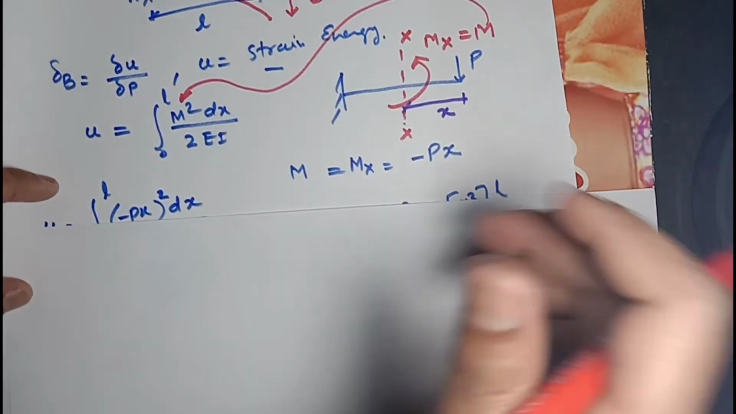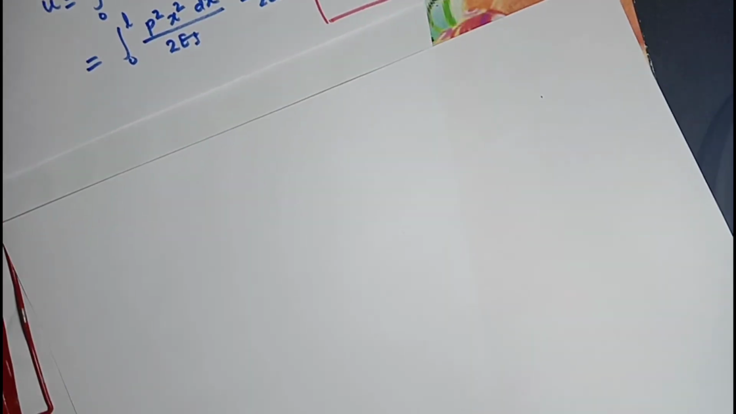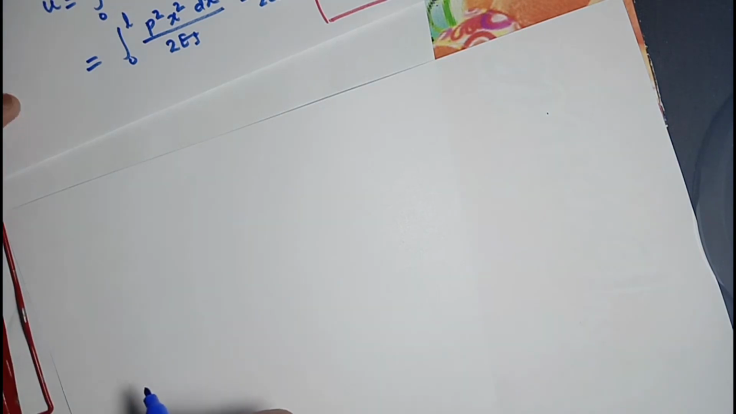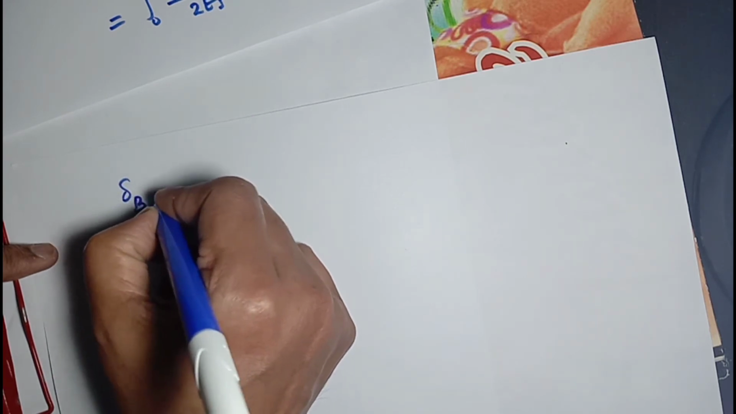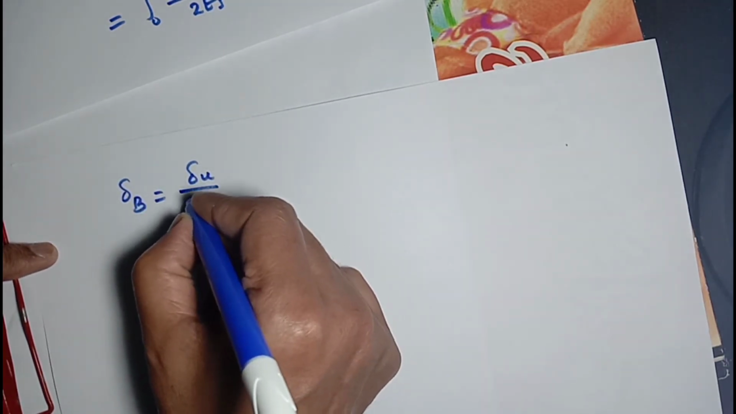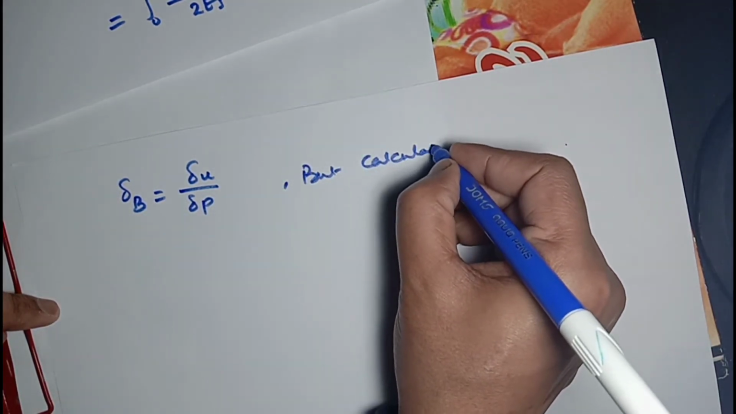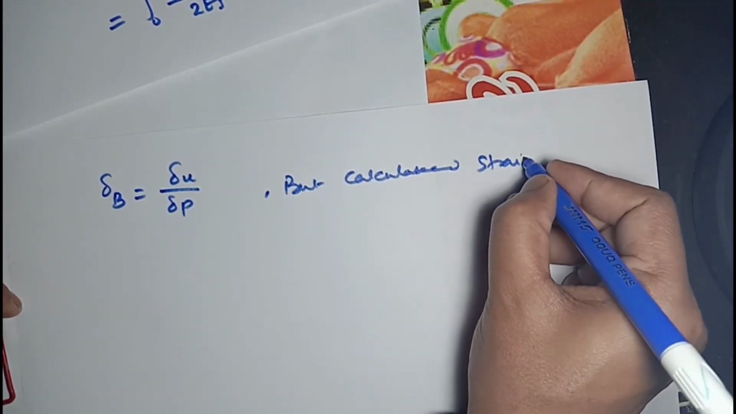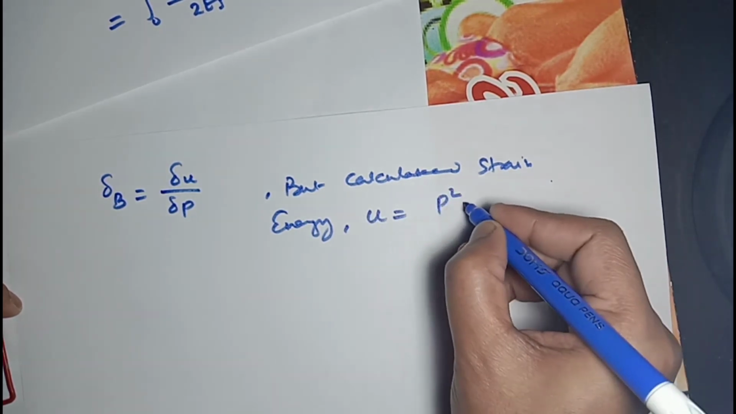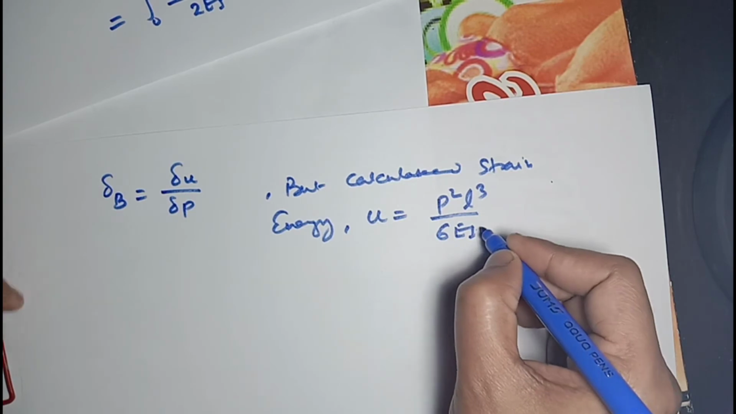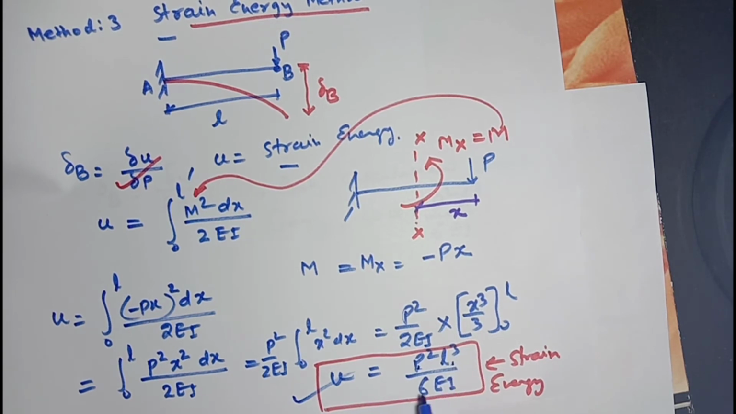We know the rate of change of strain energy with respect to load is the deflection delta B. As per the statement of deflections, for deflection calculation through strain energy, delta B will be the rate of change of strain energy with respect to load P. But to calculate that, strain energy U is equal to P square L cube divided by 6 EI, which I have calculated here. This is the strain energy, P square L cube divided by 6 EI.